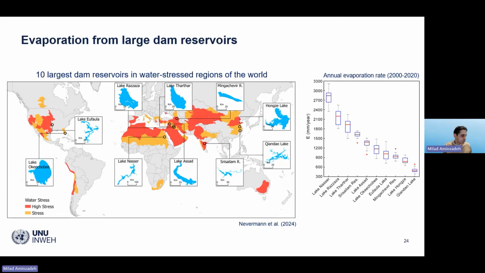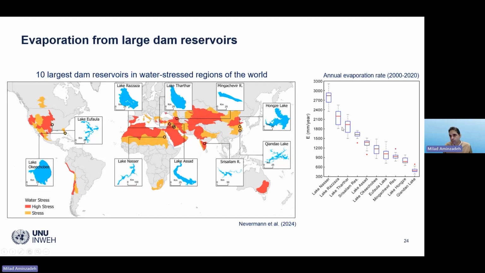Improving the water storage efficiency is not only a problem in the Helmand Basin. That was only one example. At global scale, we have quite high evaporative losses from dam reservoirs. To showcase that, we looked into the 10 largest dam reservoirs in water-stressed regions of the world. You can see the list of these 10 large dams, some of their specifications and so on. We had, for example, Lake Nasser, Eufaula, Okeechobee, and so on. When I say lake, in fact, I'm referring to the reservoir of that dam.